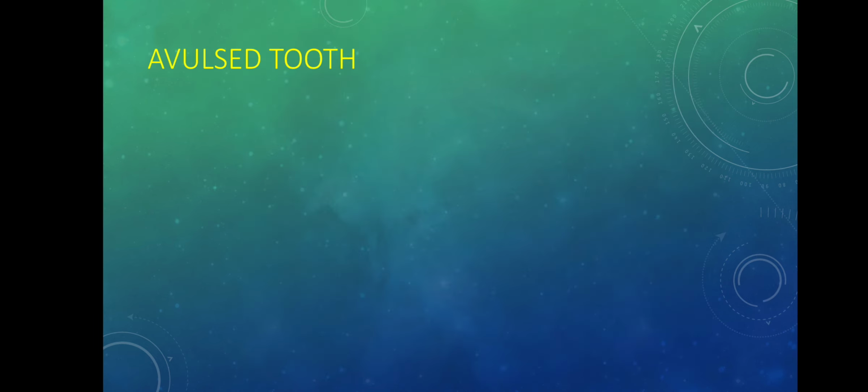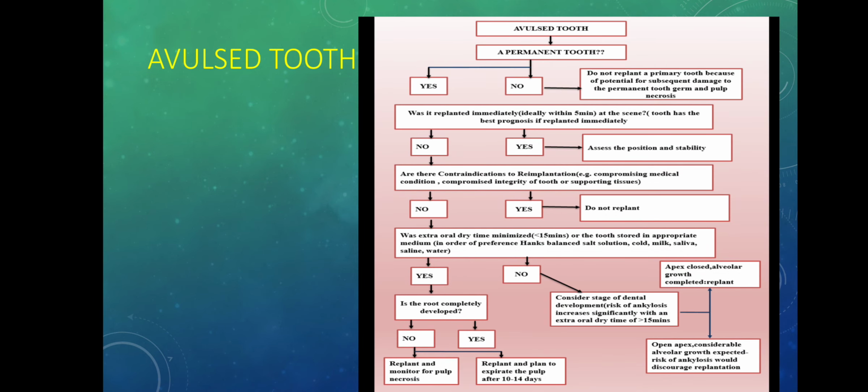Now coming to the topic of avulsion, it's very traumatic. Suppose Jack is playing in a playground and he got hit by a golf ball or some ball, and he knocked off a couple of teeth. So this is a classic case of avulsion. Now the most important factor to remember here is EADT, that is the extra alveolus dry time, the amount of time the tooth is out of the socket and is dry.